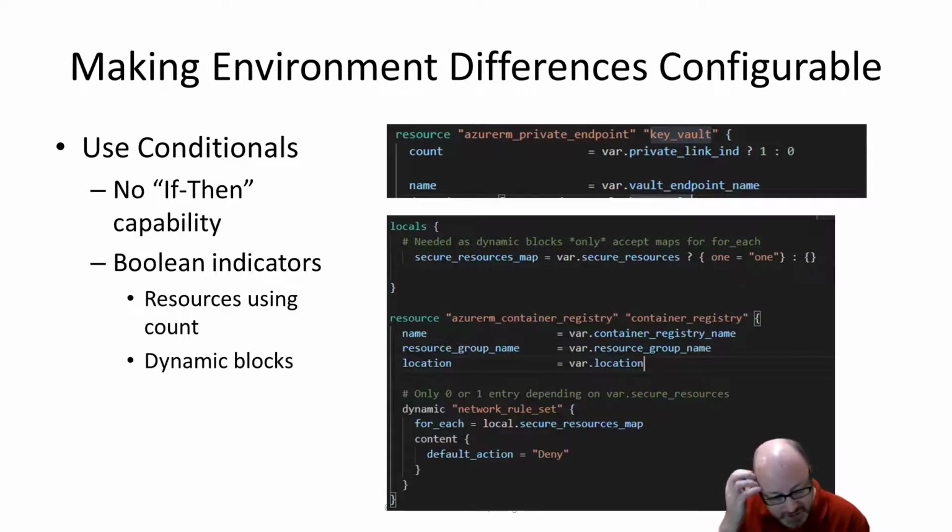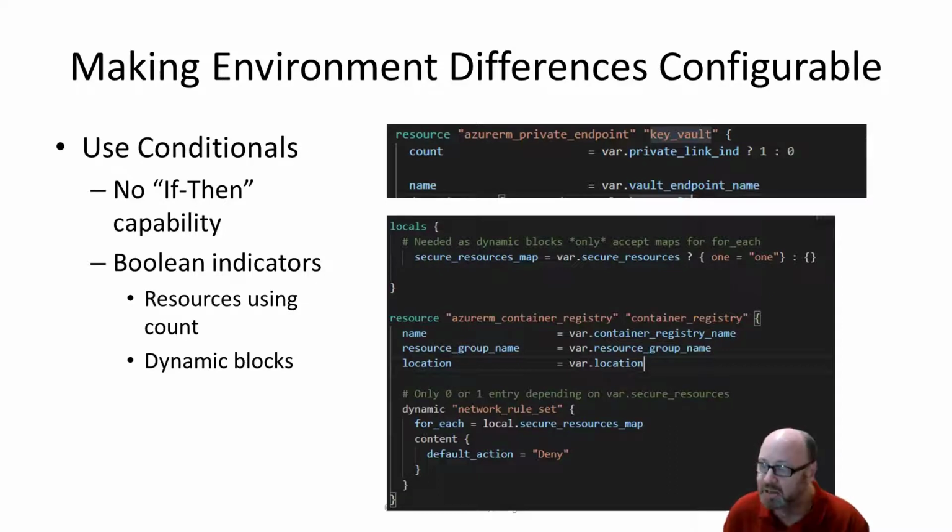And you can use conditions. Terraform doesn't have an if-then capability, but what you do is you use the count feature. In the upper right, I'm simply using a Boolean input private link indicator to indicate whether I want a private endpoint. If that's true, we create the private endpoint. If it's false, we don't. The count just indicates the number of times the resource iterates. You can also use Boolean indicators in dynamic blocks.